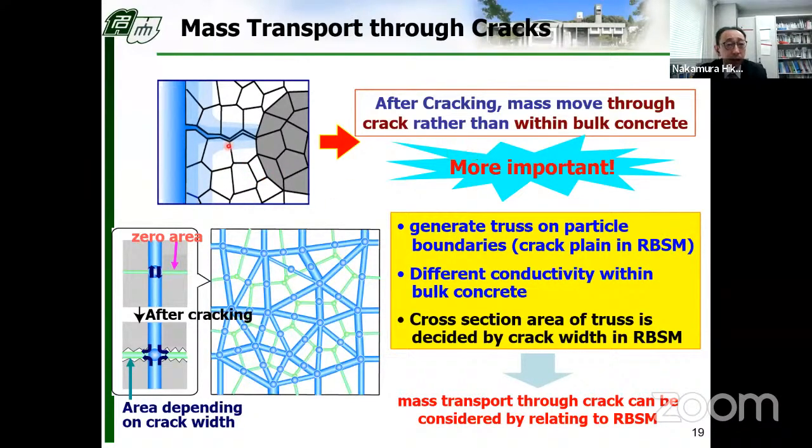Therefore, mass transport through cracks is considered by generating trusses on particle boundaries, which are the crack planes in structural analysis. Then, a different conductivity from bulk concrete is assumed, and the cross-sectional area is decided by the crack width calculated by RBSM. The modeling was achieved by using the advantage of RBSM that crack width is obtained directly.